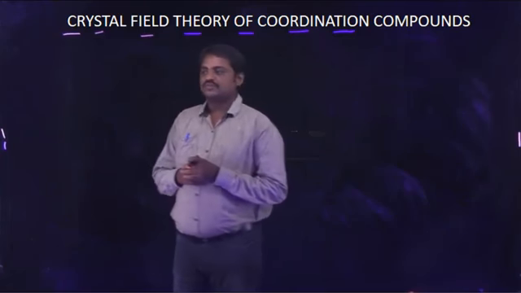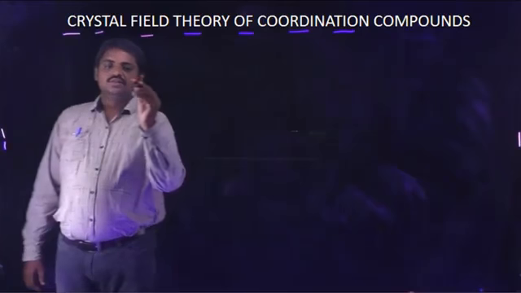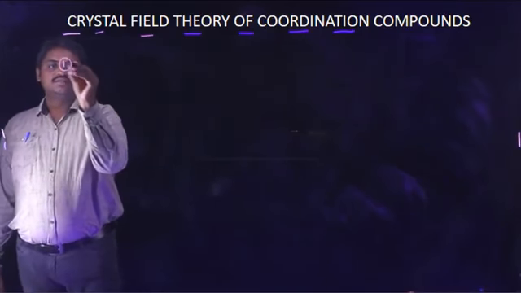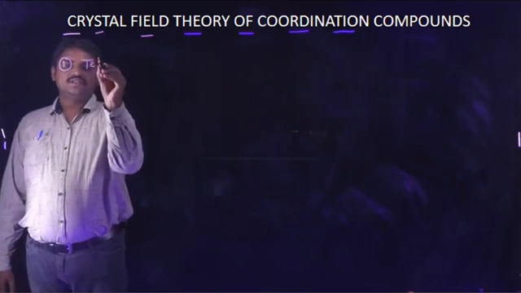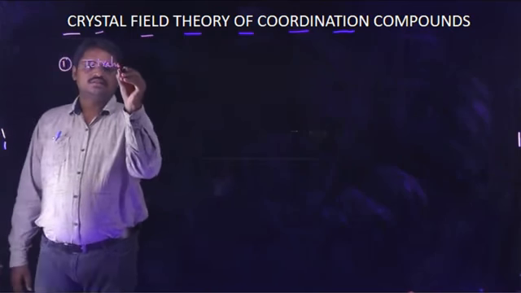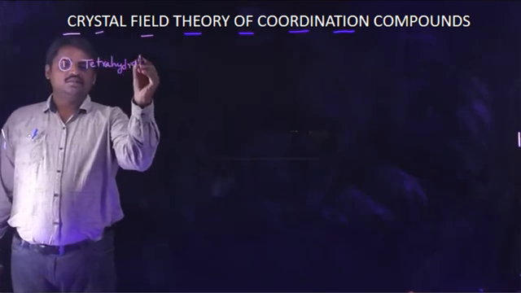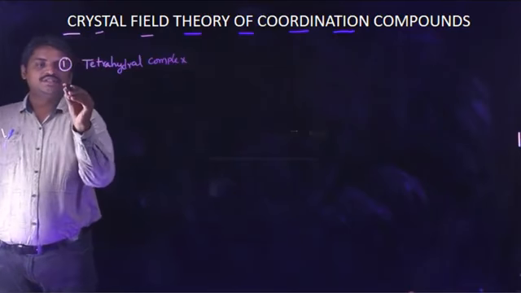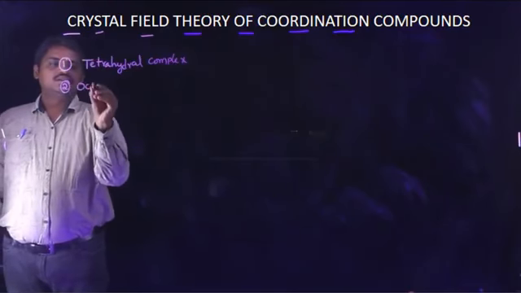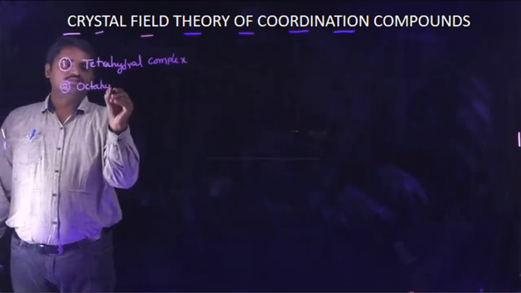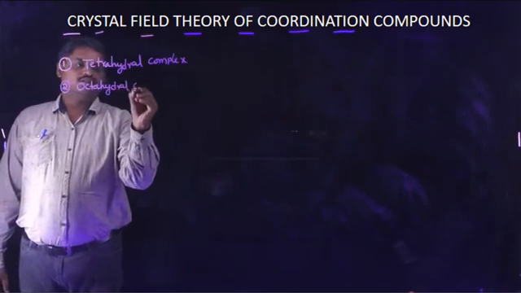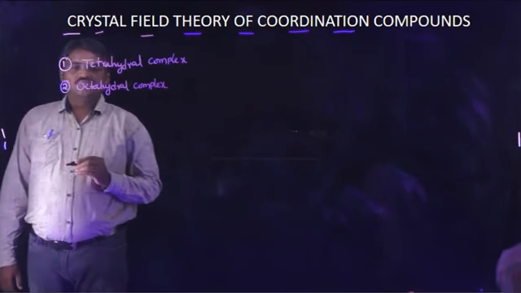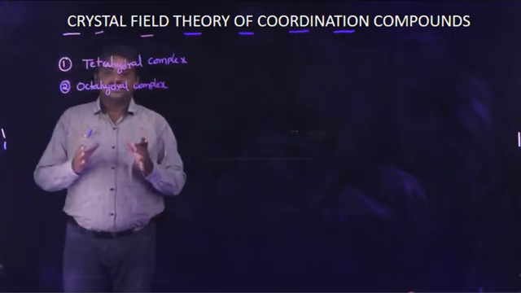For example, two types of complexes are there. One of the complexes is the tetrahedral complex, and another one is the octahedral complex. So first of all, what is the meaning of octahedral complex?